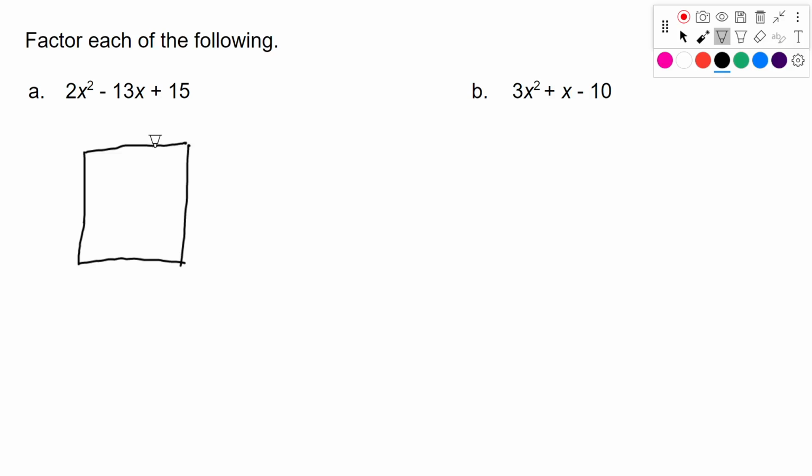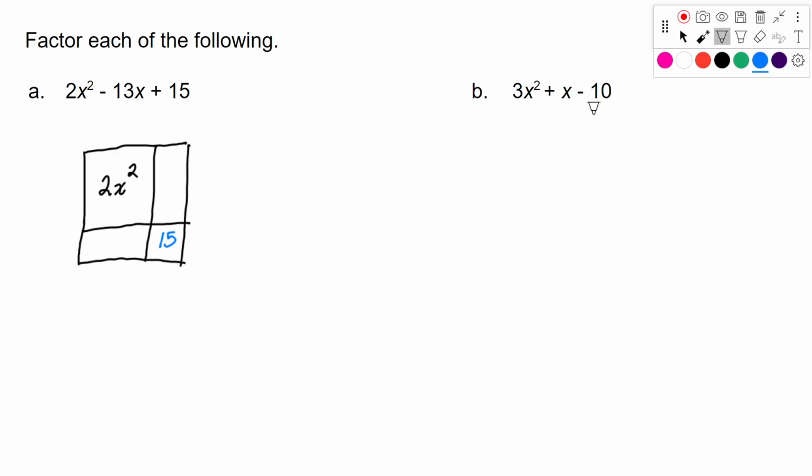And the x squared term, the first term, is still going in that upper left corner for 2x squared. The units are still going in the lower right corner for plus 15.